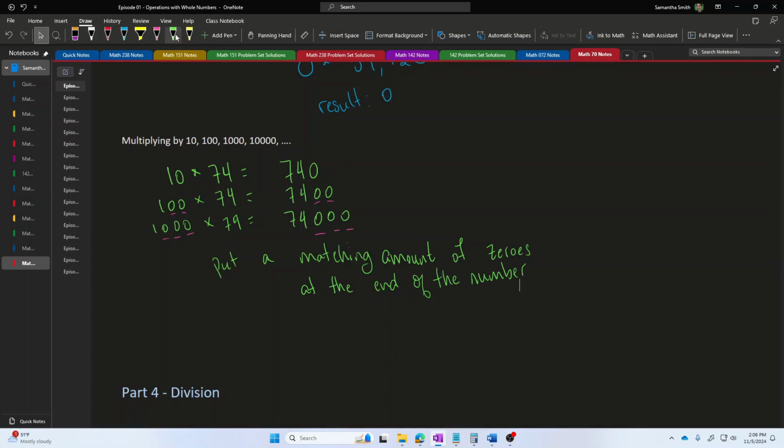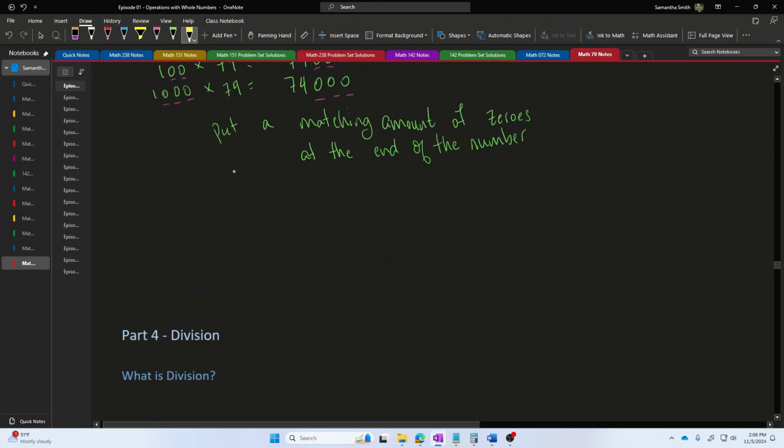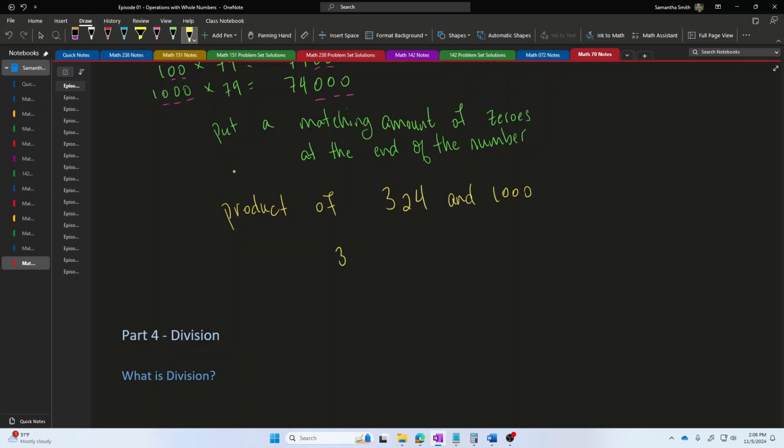So for example, if someone asked you to take the product of 324 and 1000, you don't have to worry about it. All you have to do is take 324 and say there are 1, 2, 3 zeros in 1000. So that's 324 with 3 zeros attached. And that would be the result of this product.